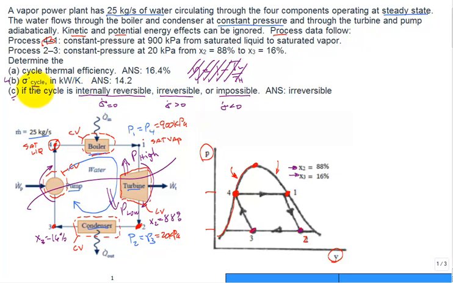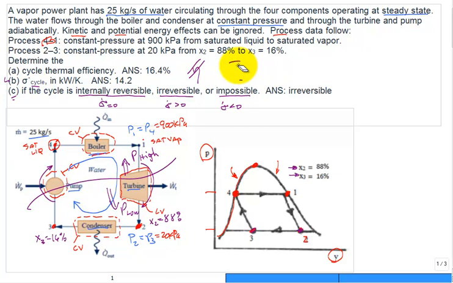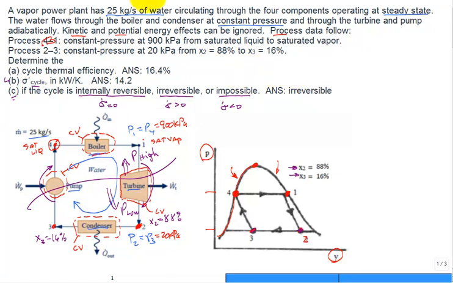So how are we going to determine the cycle thermal efficiency? Well, you don't use this equation from the Carnot, but you can use another equation. That is, the thermal cycle efficiency is what you desire. We desire a lot of power out or work out, W dot net, over what we had to pay for to feed the cycle.